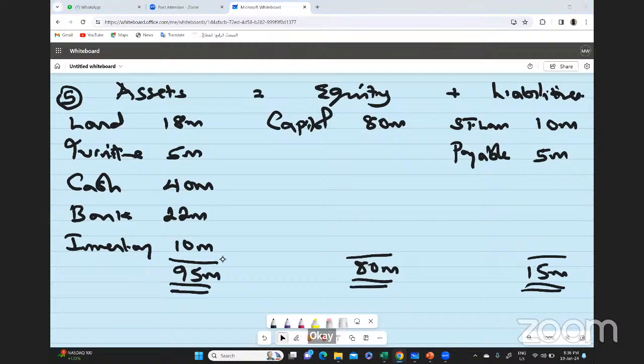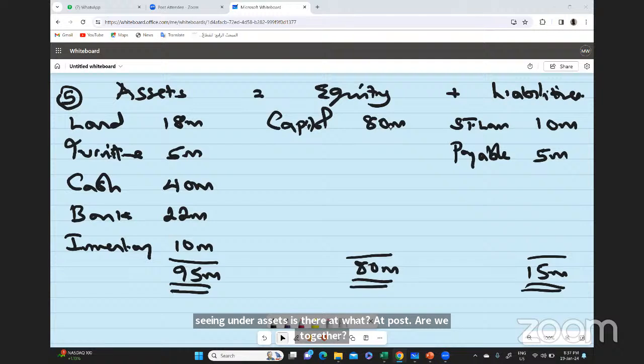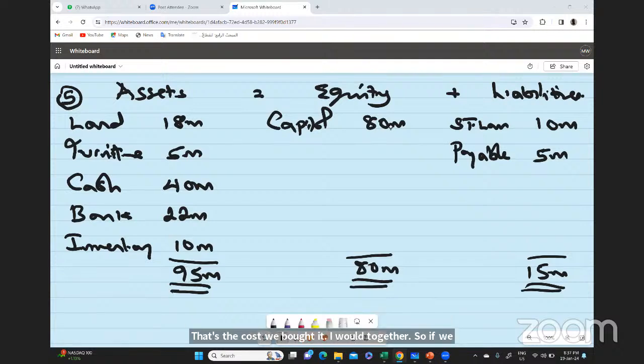No, half of the inventory. Mary, kindly mute. Half of the inventory is 5. Are we together? Because that inventory that you're seeing under assets is there at what? At cost. Are we together? That's the cost we bought it. So if we are to reduce it, you cannot reduce it by 6.5. 6.5 is the money that you got after selling. But the cost of that sale is 5 million. True or false? The cost of that sale is 5 million.